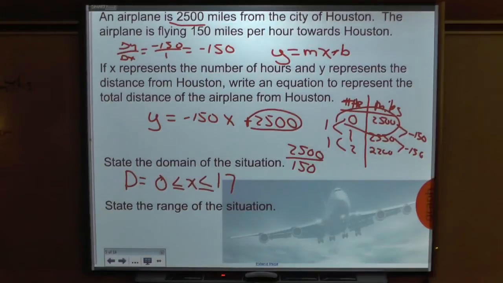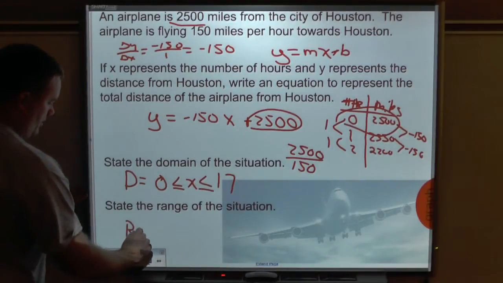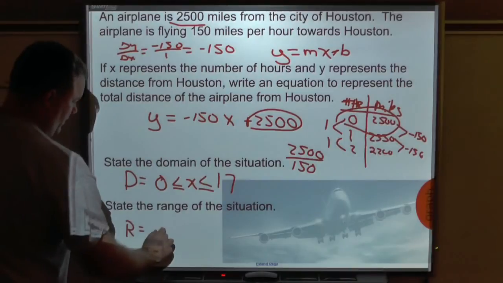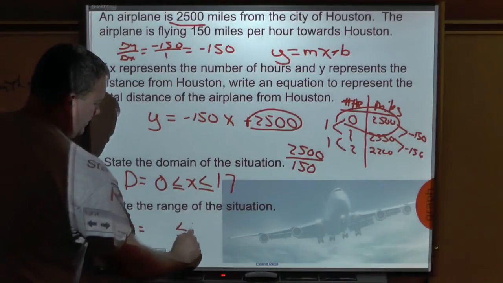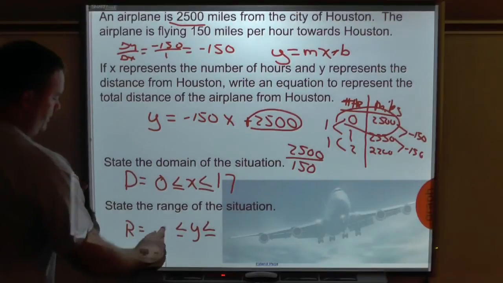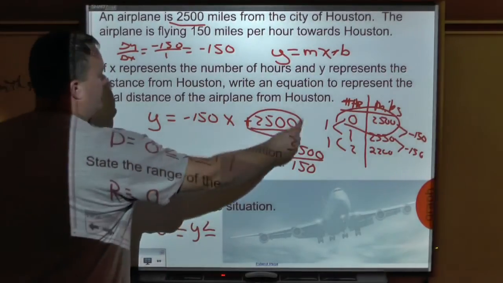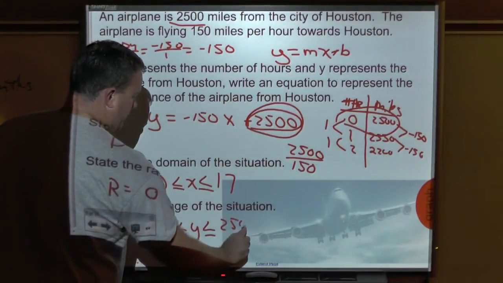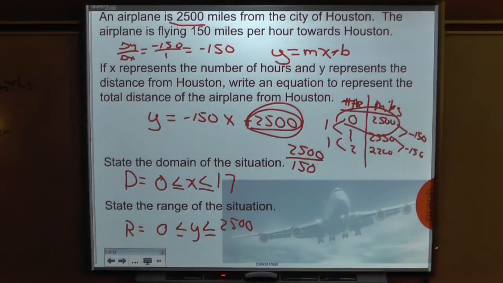For the range, as we look at this one, less than or equal to y, less than or equal to, because again, we're talking about a continuous situation. The smallest value is 0. The highest is how far he is away, which is 2,500. So that's our range for this situation.